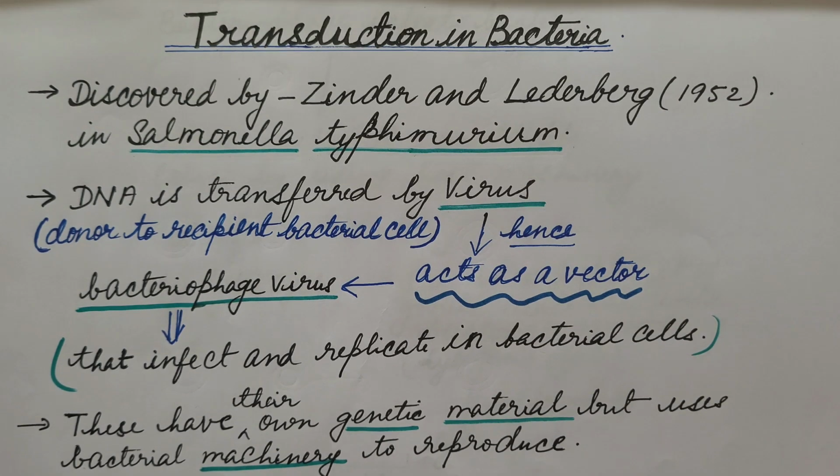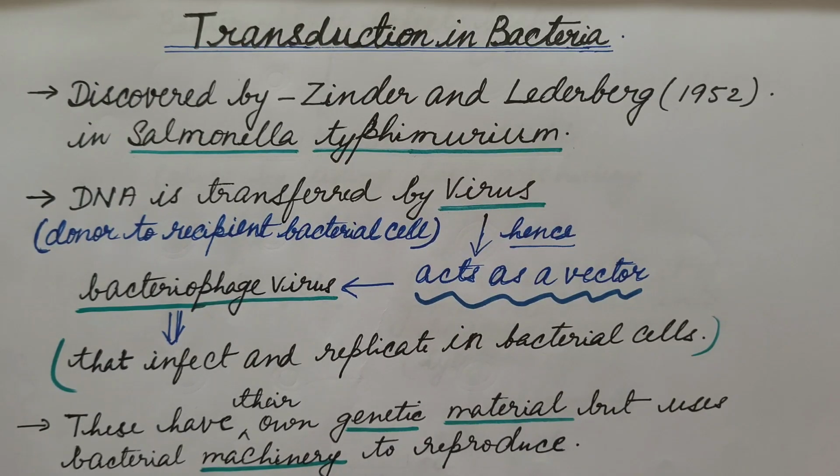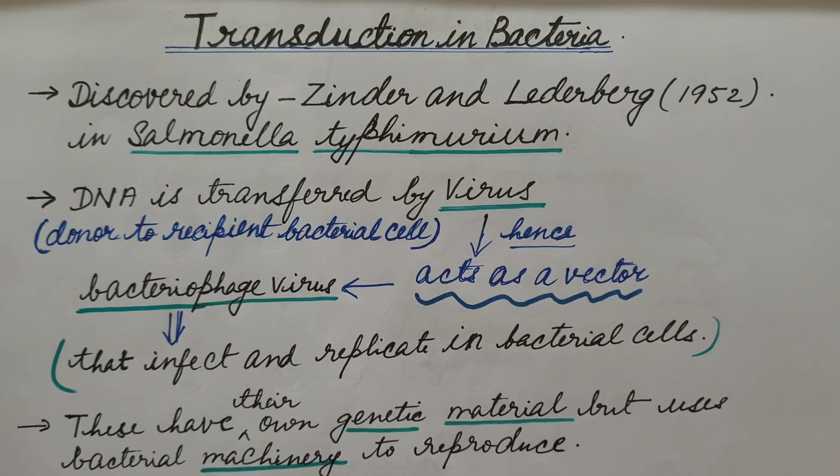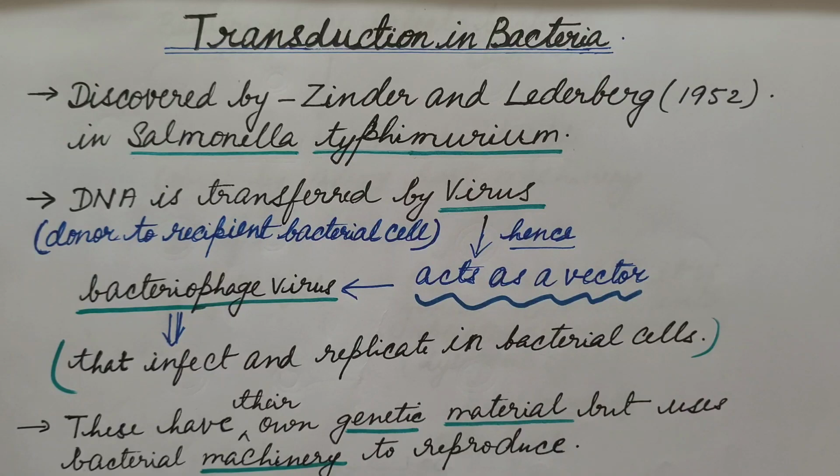Hello friends, we are discussing parasexual reproduction in bacteria. We know that it occurs by three methods: transformation, conjugation and transduction. We have already discussed transformation and conjugation process in detail in previous video. You can refer my video, the link is given in the description box.